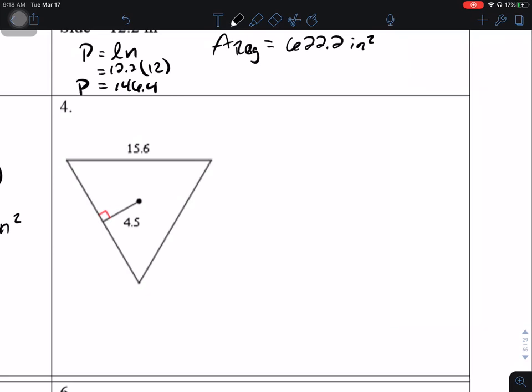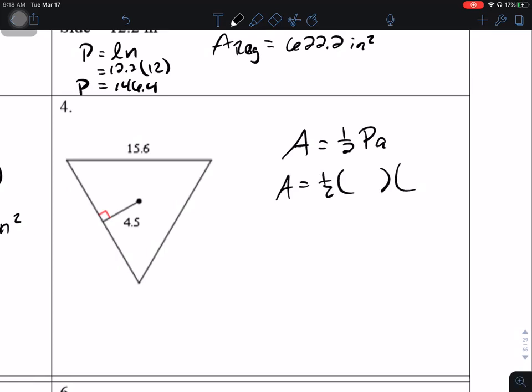Number 4. Now there's different formulas for the area of a triangle. Half the base times the height is real simple to use if you have the correct information. We don't have the correct information for that. We do have an apothem, so let's use half the perimeter times the apothem.